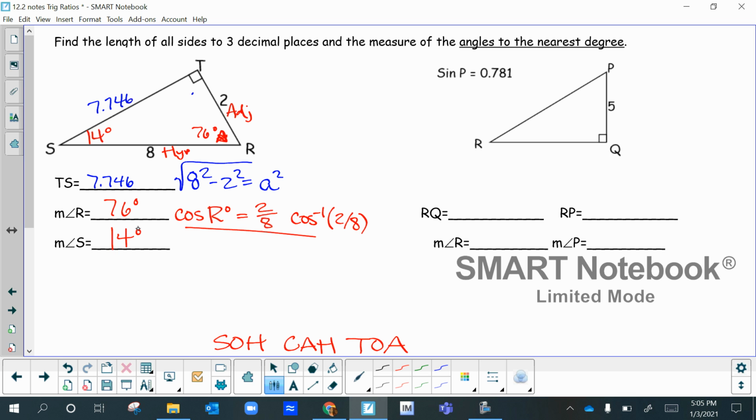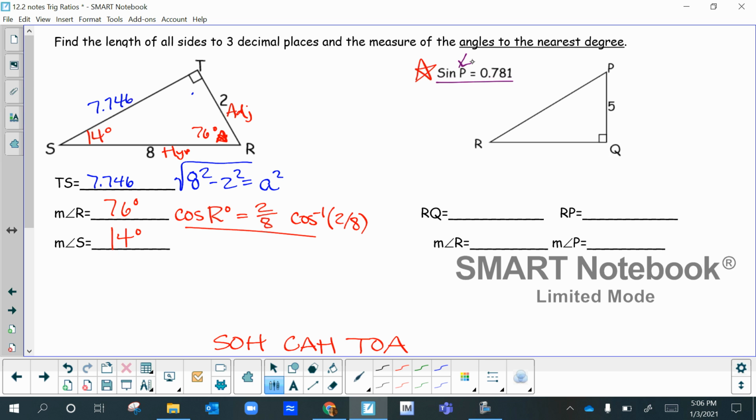This one's a little different. I'm going to put a star next to this. I have this piece of information right here. So I need to go ahead and use that. And I can use this to solve for angle P right there. So I'm going to use that right off the bat. So angle P. So I'm going to press 0.781 in my calculator. And make sure you hit the inverse sine.